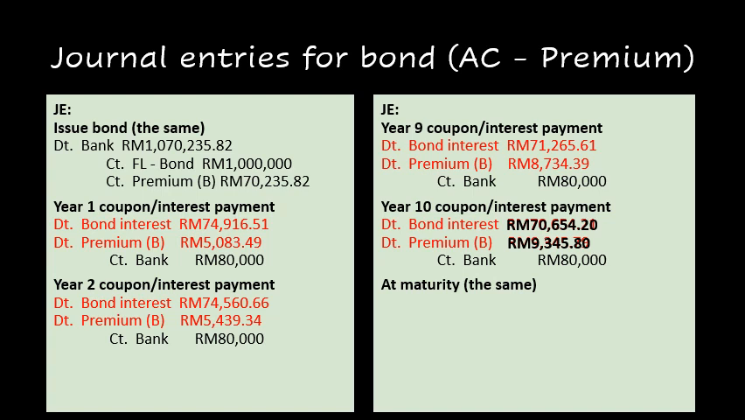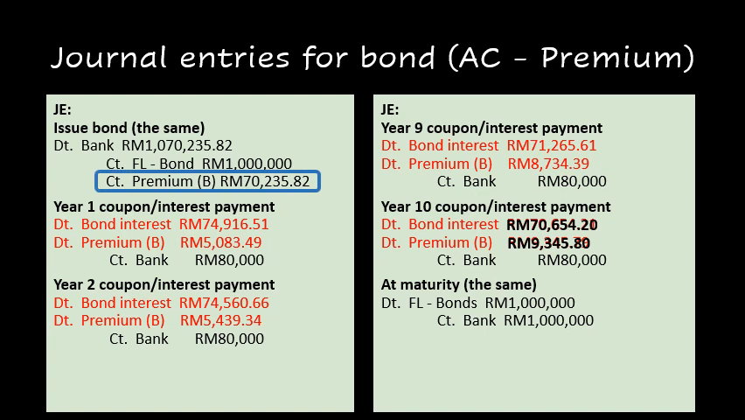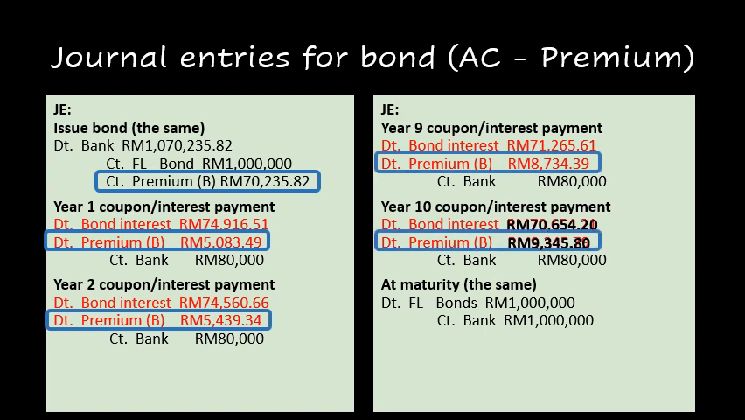At the end of period 10, that is when the bond is mature, we also need to repay our bondholder the amount equivalent to the nominal value of the bond. So we credit bank account 1 million ringgit and debit bond account 1 million ringgit. At this point, premium account should already be equivalent to 0. So what we are seeing here is the amortization of the premium amount from its initial value of 70,235 ringgit and 82 cent reduced to 0 by deducting the amount gradually every period or every time we recognize the payment we make to bondholders.